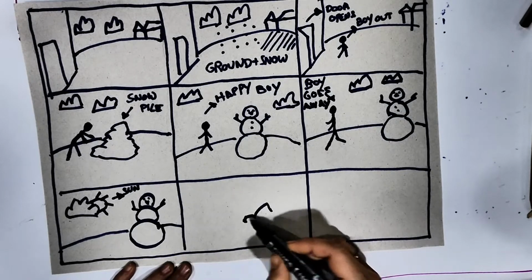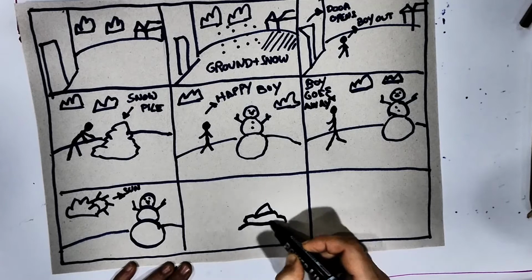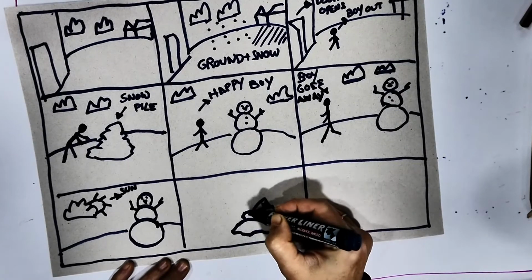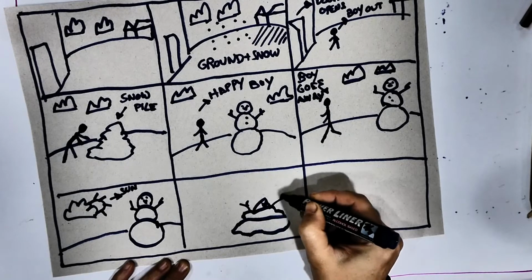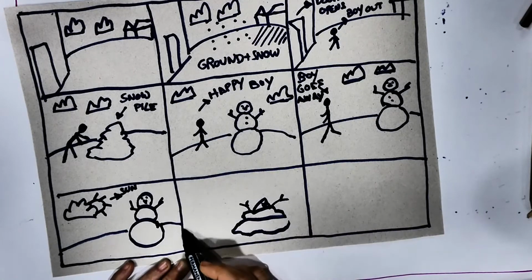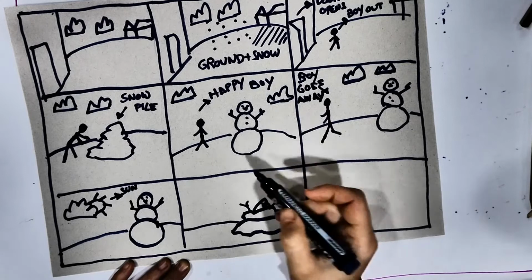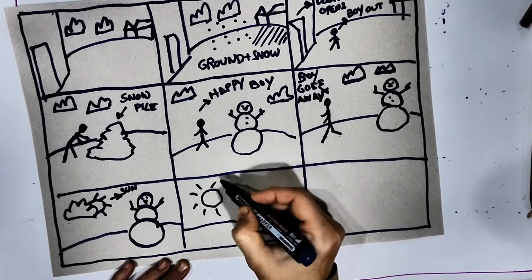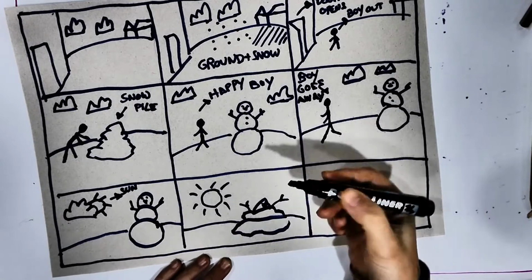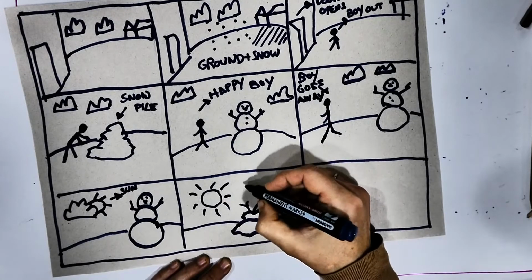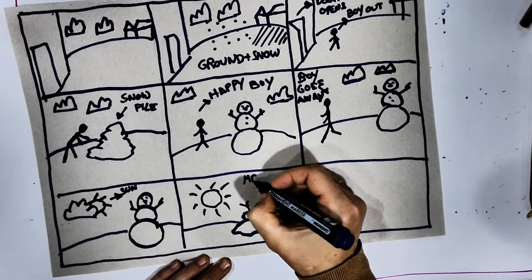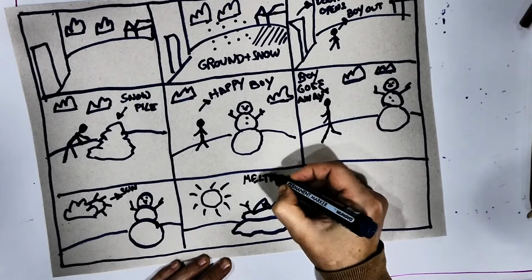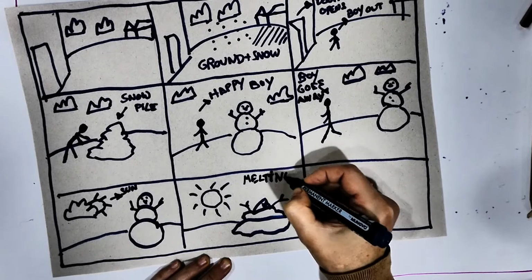The next thing, our snowman is already melting down. He's starting to flatten, and you can see the two little arms coming out of him, and the big sun now completely out from behind the clouds. Again, I will add a note that will say melting snowman, or just melting.